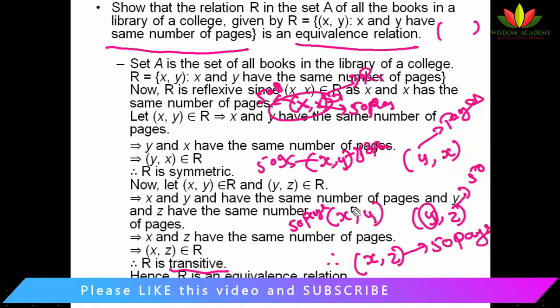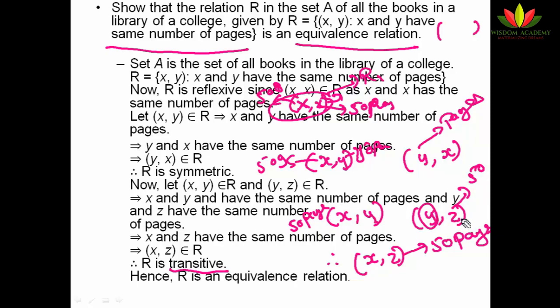To take the transitive test, X comma Y has 50 pages, then Y comma Z also has 50 pages. It is obvious that X and Z will form 50 pages. So therefore it passed all 3 conditions, so we will call this relation an equivalence relation.